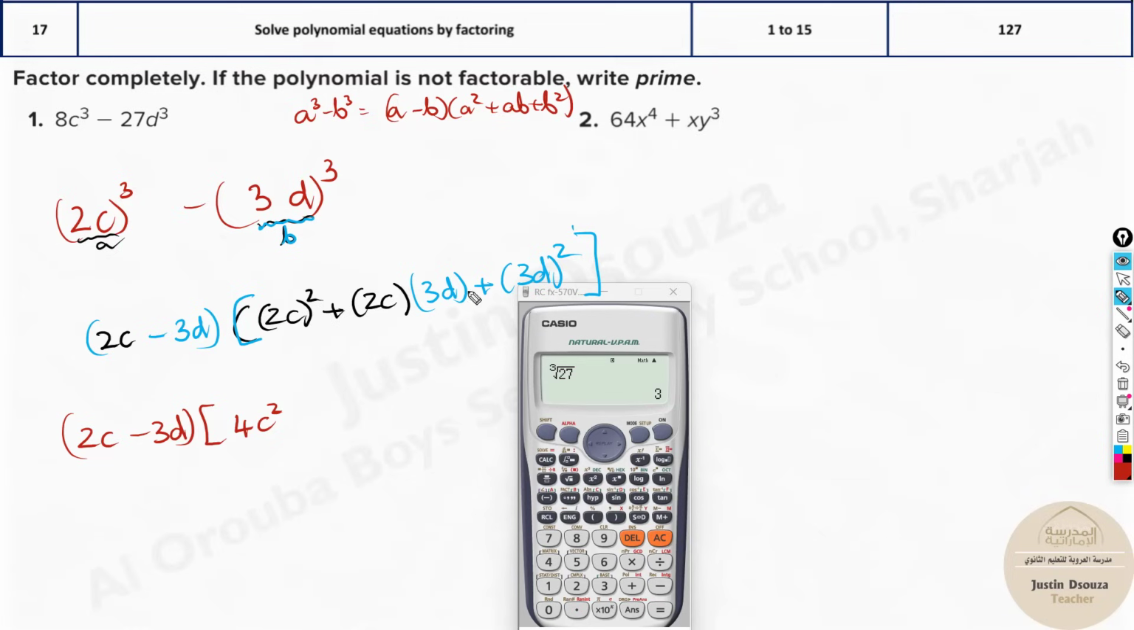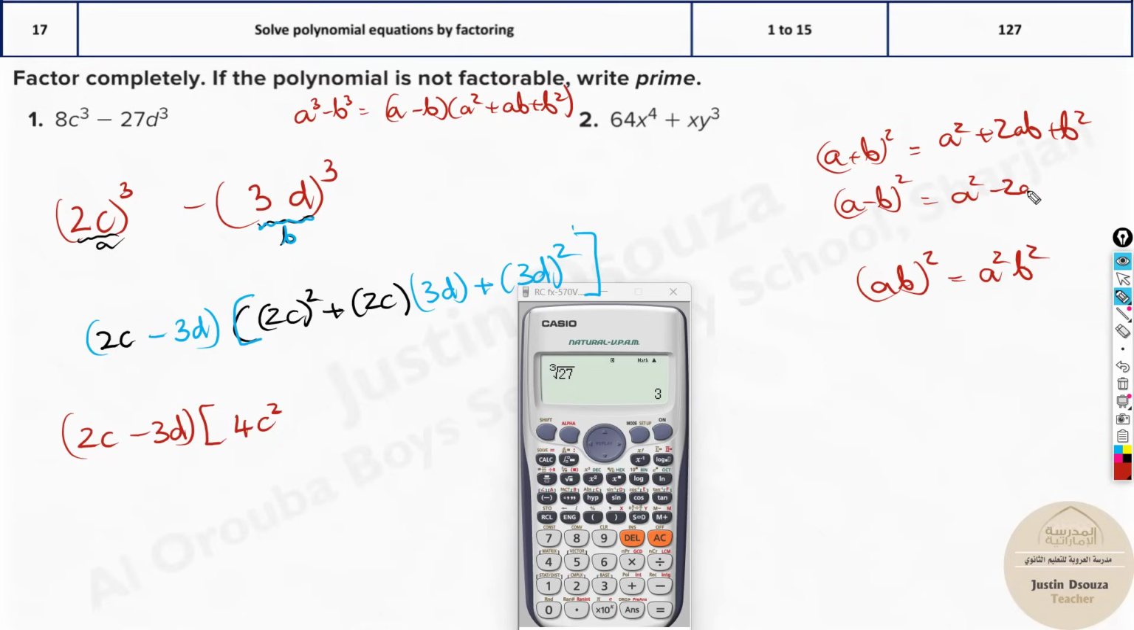If it was added or subtracted, you would have to use the (a plus b) the whole cube formula or the (a minus b) the whole cube formula. But if it is (ab) the whole squared, this is simply a squared b squared. That's it. There's no formula. Whereas over here, if it's plus or minus, it changes drastically, isn't it? So this is the formula here, and over here, this is the formula. Since there is nothing, it's just multiplication, we write it like this. Then plus, it's just multiplication: 2 times 3 is 6, C times D is CD, plus 3 squared is 9D squared.